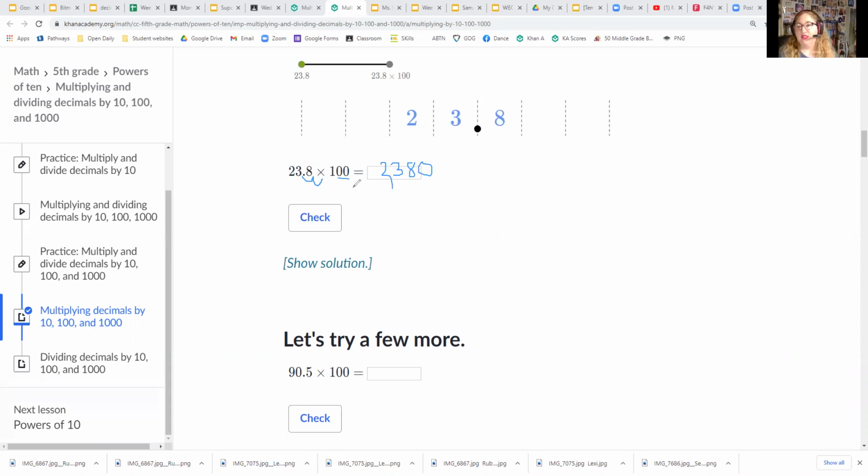So you move the decimal however many zeros there are. If it's 10, 1 zero. If it's 100, 2 zeros. 1,000, 3 zeros. So you move to the right when you multiply. That'll make the numbers get bigger. Move the decimal to the right. Move the decimal to the left when you divide, that'll make the numbers get smaller. All right, that was the quick review.